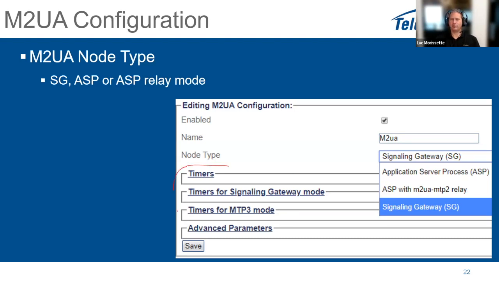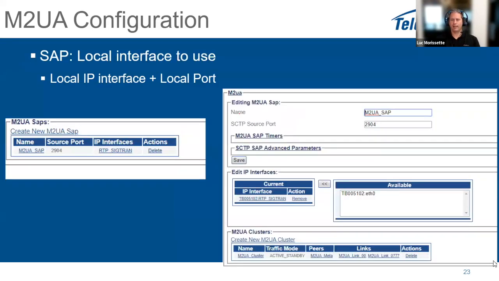Okay, there's advanced parameters here. We rarely have to modify those elements. Then you need to create your local interface, service access point. So the local interface to use, you will use the local IP interface. This is the one we have created just before in our IP interface configuration. You need to also specify the local port for M2UA. The default port is 2904. You can configure any type of port, but if you don't know what to configure, then 2904 is the correct one to use.